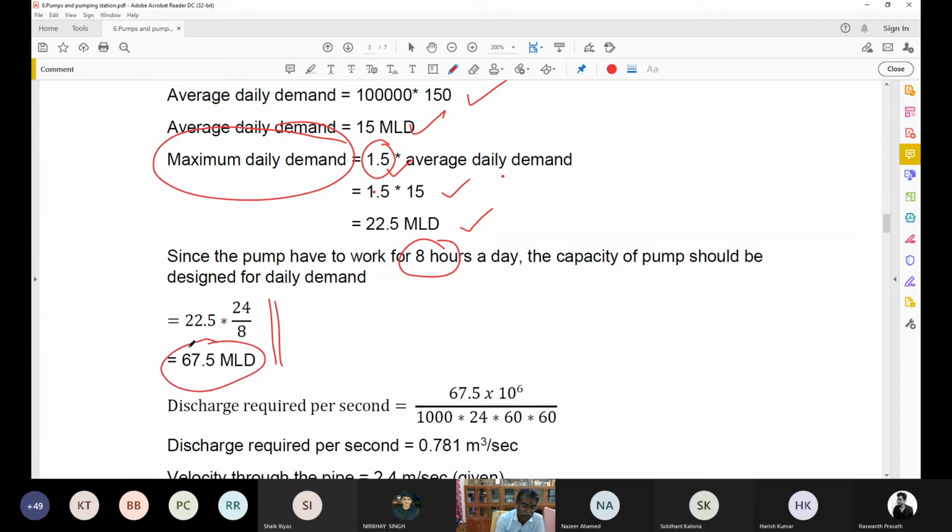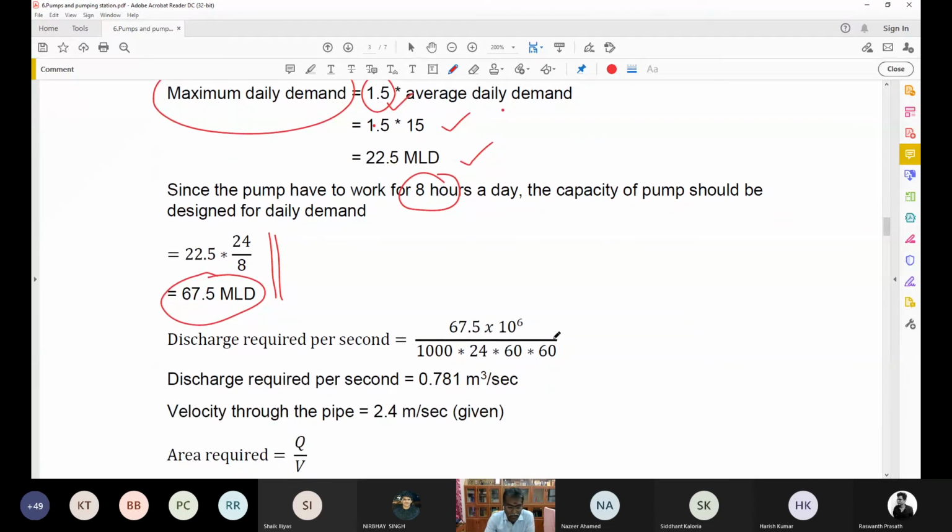So you have to pump 67.5 MLD in 3 shifts. 3 into 8 is 24. In 3 shifts you have to pump almost 67.5 MLD of water. So you just convert it in terms of meter cube per second. It's very simple. This is MLD multiplied by 10 power 6 divided by 1000, again conversion of liters to meter cube, and divided by 24 into 60 into 60.